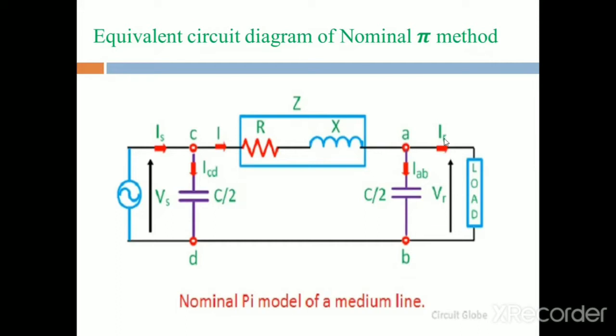Next one is IR, which means the receiving end current, and VR is the receiving end voltage. Okay, this is the equivalent circuit diagram for the nominal pi method. Observing this diagram, the impedance and capacitances are connected in a pi shape. That's why it is called the nominal pi method.